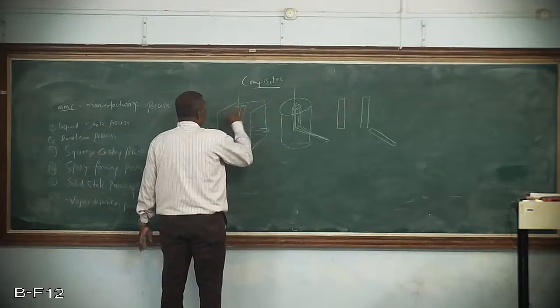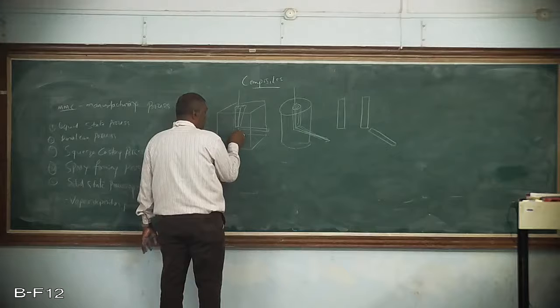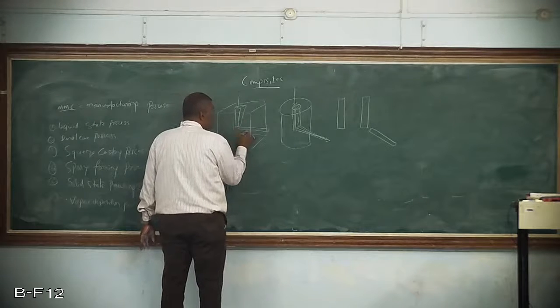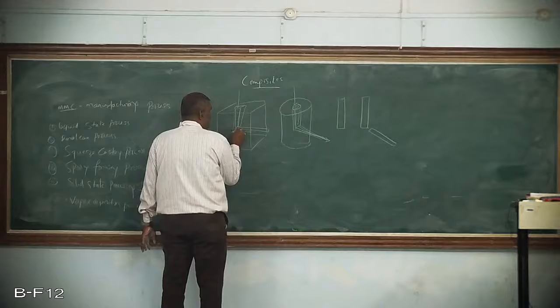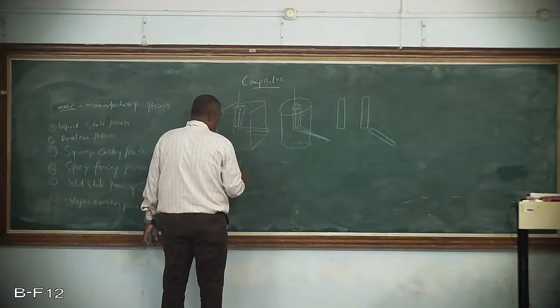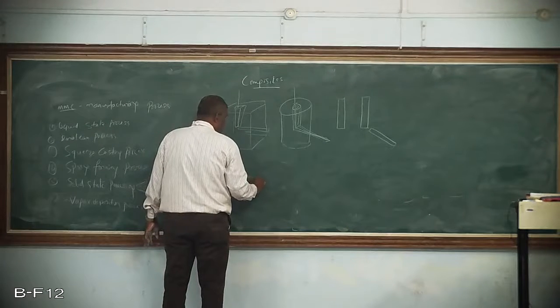Now when I apply the force from here, the material gets compressed and cannot flow to either side. It only has to pass through this opening. Then the material starts flowing in this direction. The material which is here starts flowing in this direction. So this is the input and this is the output.